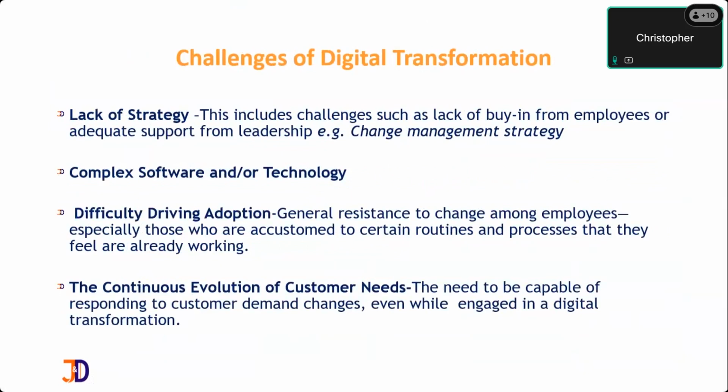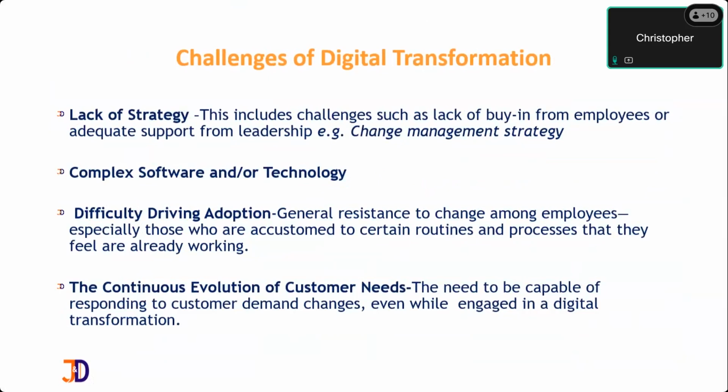So what are now the challenges of digital transformation? One is lack of strategy. You don't know what you want. You don't know where you want to get to. You don't know how to handle your employees in terms of resistance to the new technology that you're introducing. Yes, these are all issues that come up once you want to introduce new technology to the business.